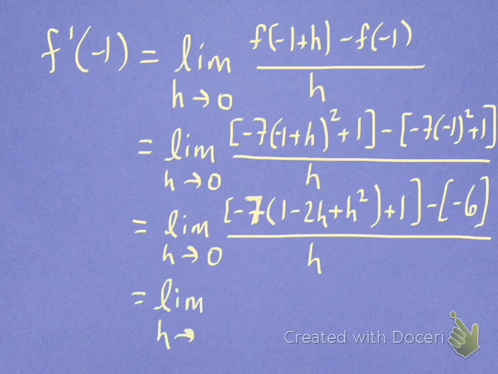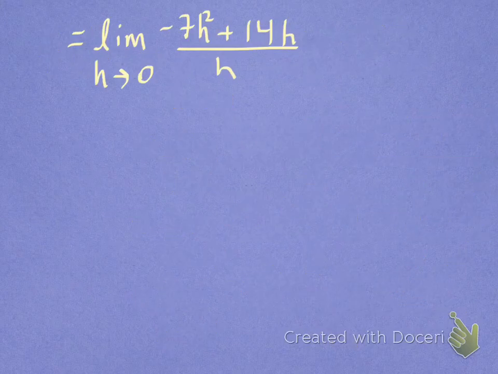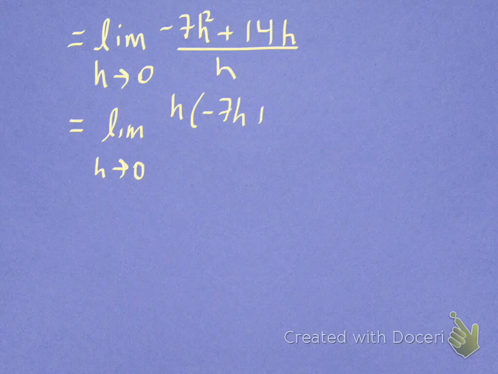And if I do some more algebra, if I distribute through that negative 7, I get negative 7 plus 14h minus 7h squared plus 1, and then my minus a negative 6 was plus 6. Notice I have a minus 7 and plus 7, so those add up to 0. And what I have is the limit as h goes to 0 of negative 7h squared plus 14h all over h. And if I factor out an h from the numerator, I have h times negative 7h plus 14, all over h.